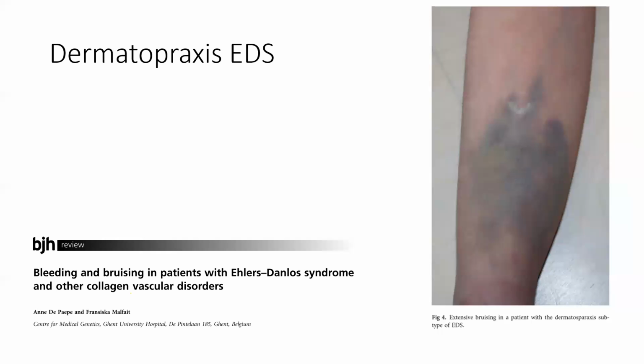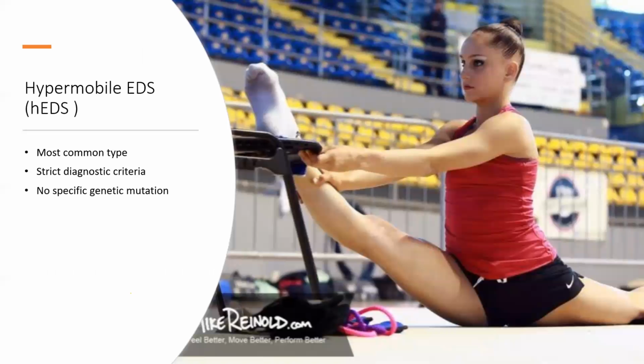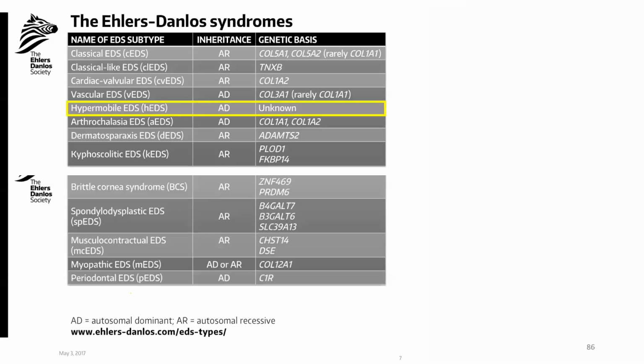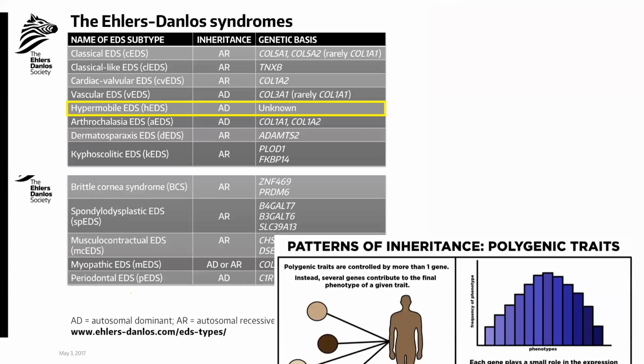Dermatosparaxis Ehlers-Danlos is also something we need to be aware of. These patients get extensive bleeding and bruising, and it's important not to misdiagnose this as non-accidental injury or abuse. Some of these patients will say they go to casualties and people say, but you're being abused. The hypermobile Ehlers-Danlos is actually the most common of the Ehlers-Danlos syndromes. It now has a strict set of diagnostic criteria, and as yet, no specific mutation has been identified. And this is in contrast with all the other Ehlers-Danlos syndromes for which several mutations are known. And we can perhaps consider this to be a polygenic trait.